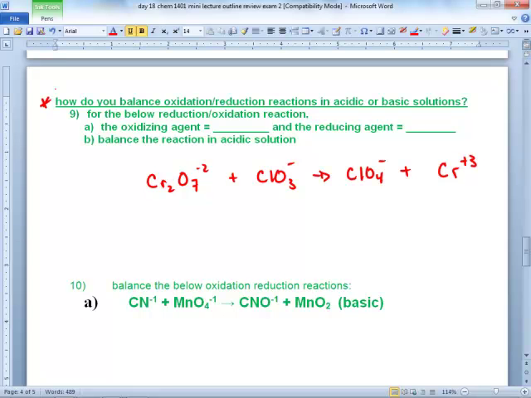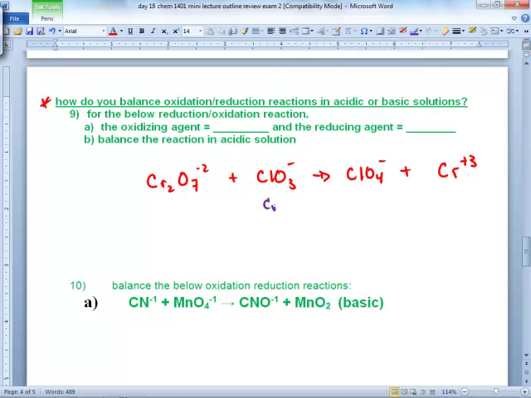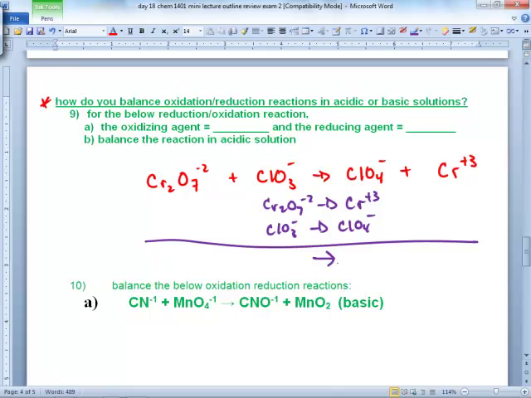Okay. So, Eric, what would you do first? Set it to where Cr2O7 negative 2 yields Cr plus 3. Good. That means the other half reaction has to be this one, right? Chlorate going to perchlorate. We're going to add that stuff up, get our final answer. Okay.